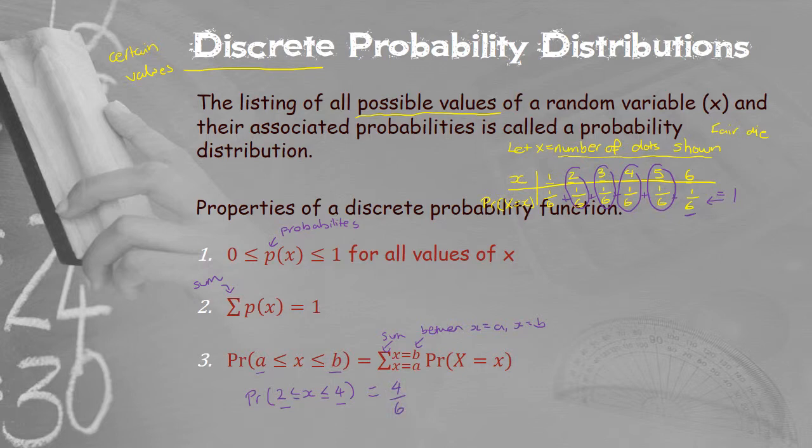Adding those together we would get 4/6. Oh, whoops, I've added too many, haven't I? We shouldn't be including this one here. So adding the other ones together, let's try again. Sorry about that, everybody. So we're adding together the probability here for 2, 3, 4. Those are all values of x that are between 2 and 4. 1/6 plus 1/6 plus 1/6 gives us 3/6 or a half.